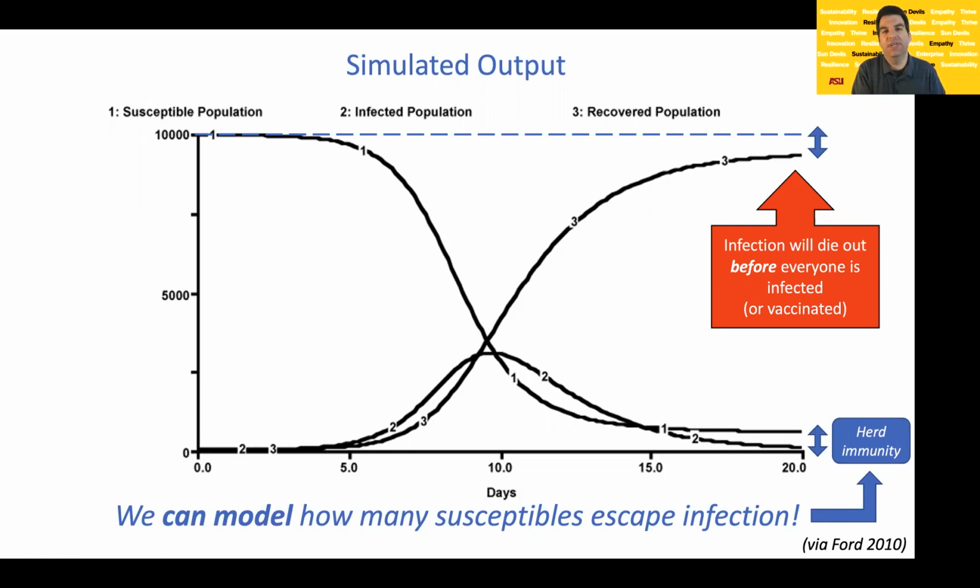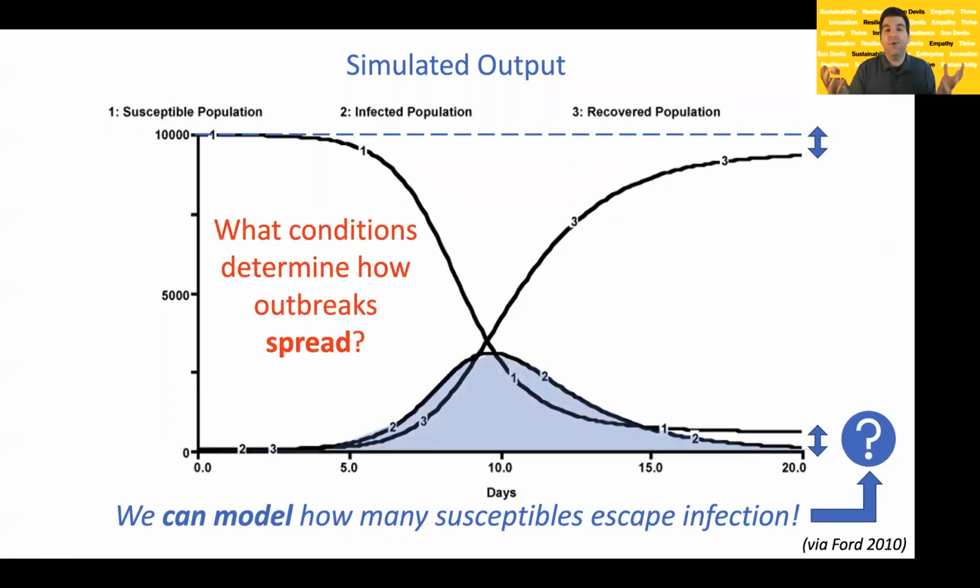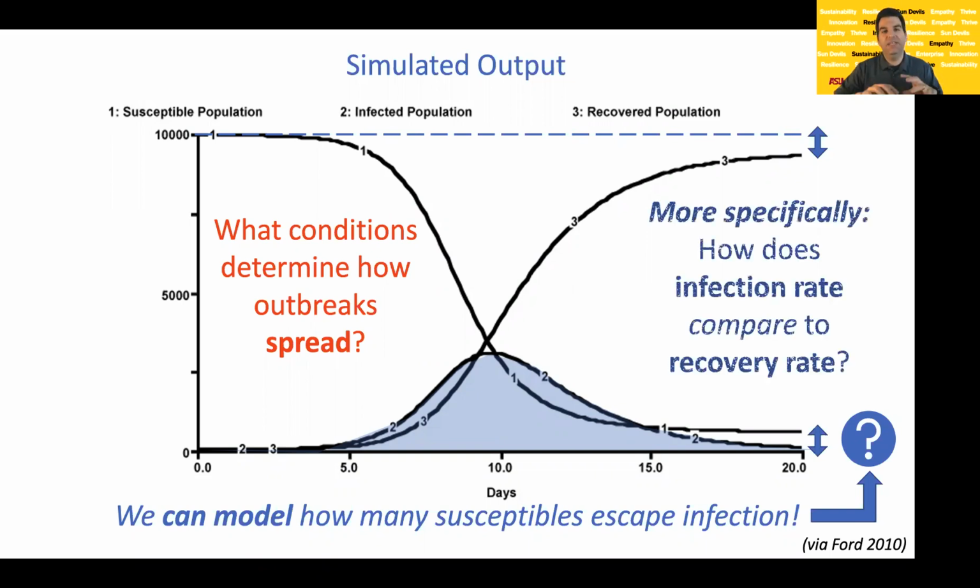Now, when we talk about herd immunity, then we want to quantify how likely it is that herd immunity happens in a short amount of time, and how big this protected population is going to be. So the question is, how do we wrap our minds around predicting how big this population is going to be? What conditions determine how big this population is going to be? And when we look back and think at our model, what we're really asking is, how does the infection rate compare to the recovery rate?